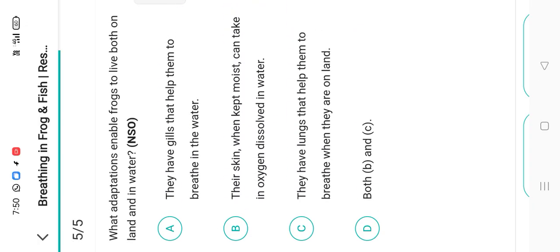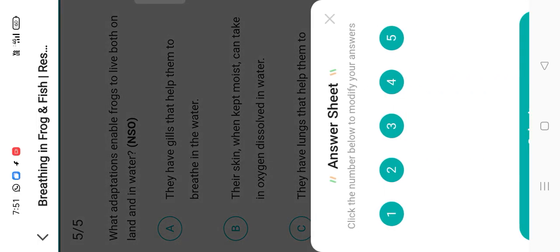What adaptation enables frogs to live both on land and in water? They have gills that help them to breathe in the water. Their skin, when kept moist, can take in oxygen dissolved in water. They have lungs that help them to breathe when they are on land.